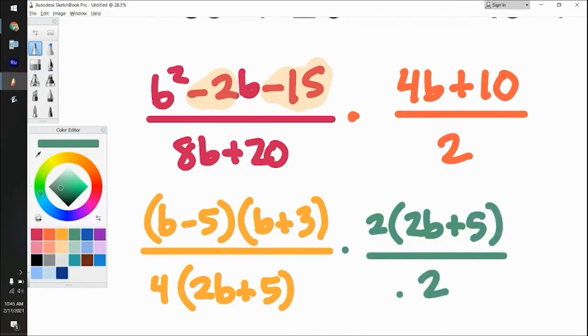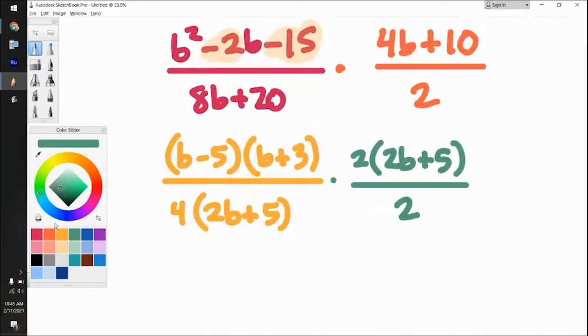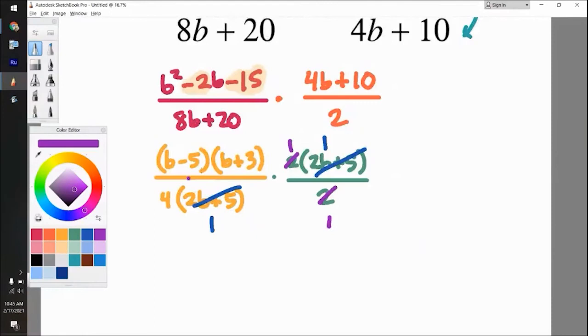Okay. You can see a bunch of things cancel out here. This 2b plus 5 cancels with this 2b plus 5. This 2 and 2 cancel here. 2 over 2 is 1. Okay. And the b minus 5 and b plus 3 don't actually cancel out with anything. So I'm actually going to put those back together, which is where we started, and divide it by 4. And that's the final answer.